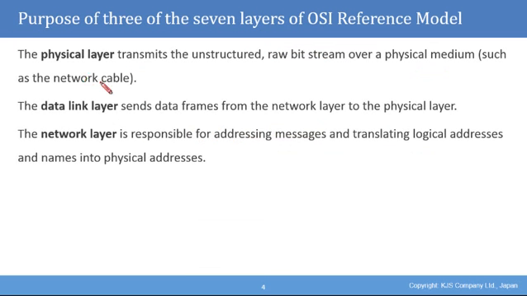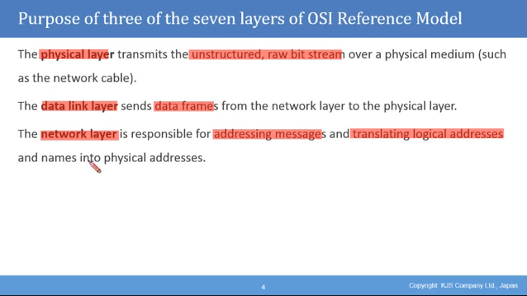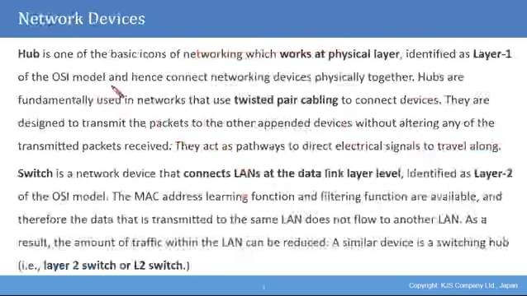For our question, we're interested in 3 layers: the physical layer, the data link layer, and the network layer. The physical layer transmits the unstructured raw bit stream over a physical medium, such as the network cable. The data link layer sends data frames from the network layer to the physical layer. And finally, the network layer is responsible for addressing messages and translating logical addresses and names into physical addresses. So now we have an understanding of the OSI model, let's look at our devices to see which layer or hierarchical layer they will be placed on.